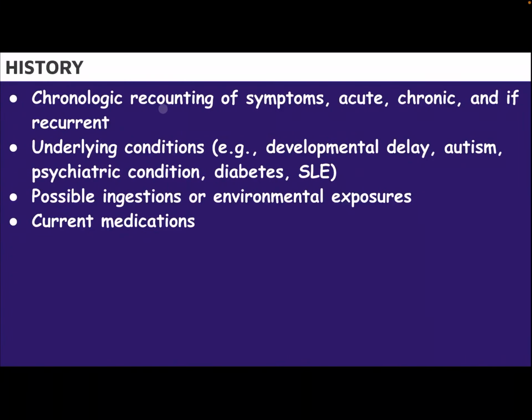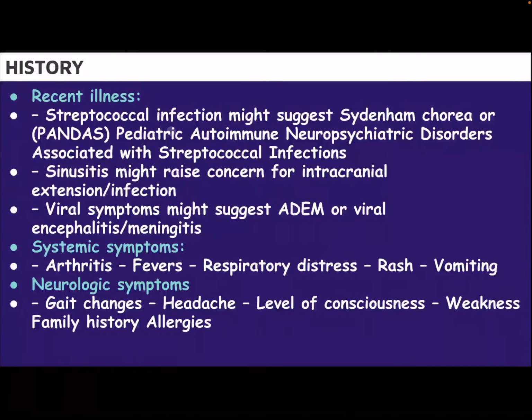History: chronological recounting of symptoms, acute, chronic, and if recurrent; underlying condition, developmental delay, autism, psychiatric condition, diabetes, systemic lupus erythematosus; possible ingestion or environmental exposure; current medication; recent illness. Streptococcal infection might suggest Sydenham chorea or PANDAS, pediatric autoimmune neuropsychiatric disorder associated with streptococcal infection. Sinusitis might raise concern for intracranial extension of infection. Viral symptoms might suggest ADEM or viral encephalitis, meningitis. Systemic symptoms: arthritis, fever, respiratory distress, rash, vomiting. Neurological symptoms: gait change, headache, level of consciousness, weakness; family history of allergies.